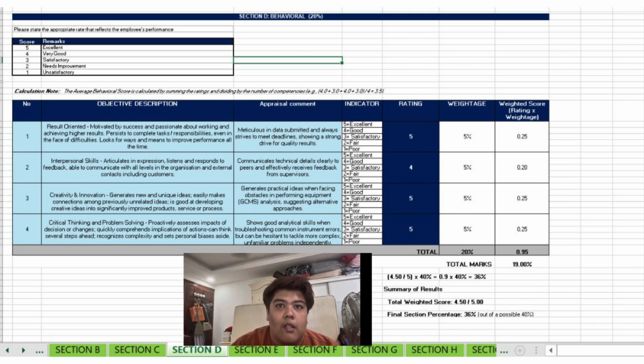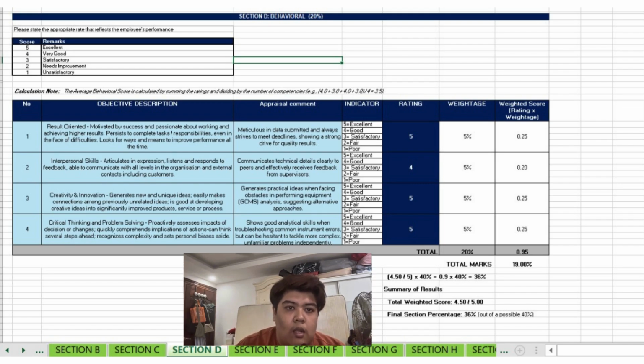Section D, behavior. This section evaluates the employee's workplace behavior that supports teamwork, professionalism, and productivity, which includes professional attitude, cooperation with others, initiative, adaptability, and respect for the company values. This section contributes 20% of the total appraisal score. The assessment focus areas are result oriented, interpersonal skill, creativity and innovation, and critical thinking and problem solving.